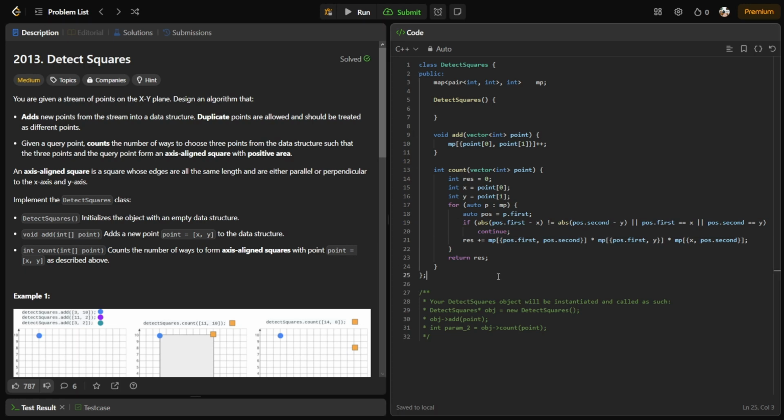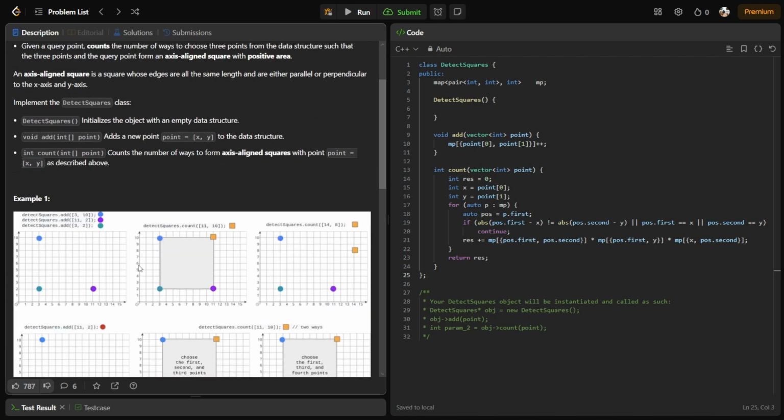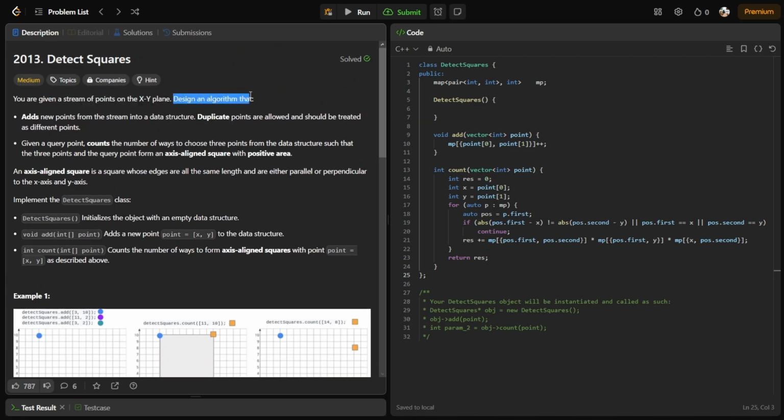LeetCode problem number 2013, Detect Squares. This problem gives us a stream of points on the XY plane. So it's a graph, and we have to design an algorithm. That's the goal: it adds a new point from the stream into a data structure. It's up to us whether we want to use a list or a map.